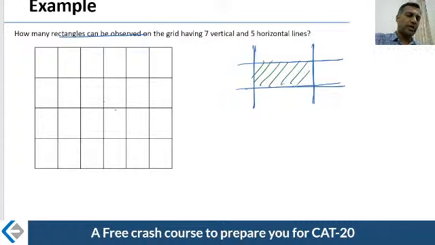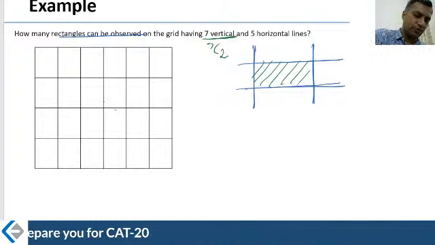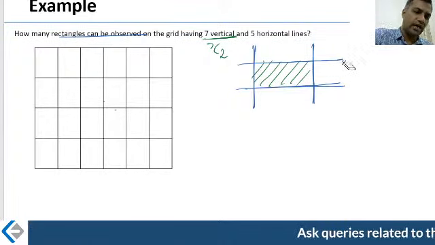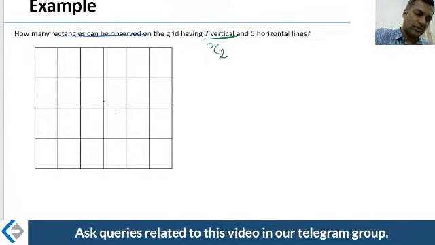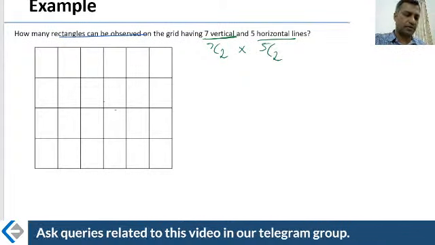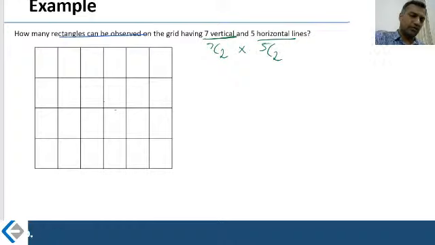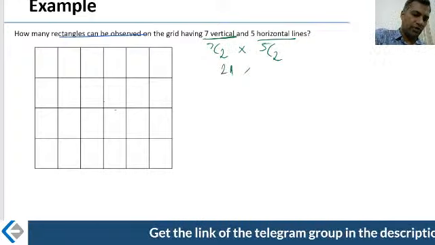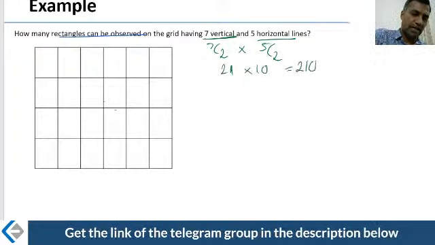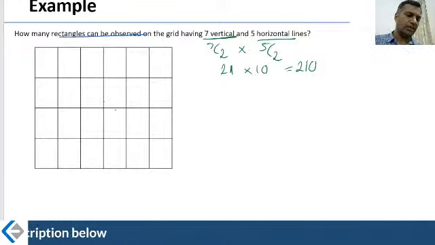So how many vertical lines are there? 7. Select any 2 of them: 7C2. How many horizontal lines are there? 5. Select any 2 horizontal lines and multiply, because you need 2 vertical lines and 2 horizontal lines, which becomes your answer. 7C2 is 21, and 5C2 is 10. So 21 into 10 means 210 rectangles can be observed on the given grid. That's the meaning of this.